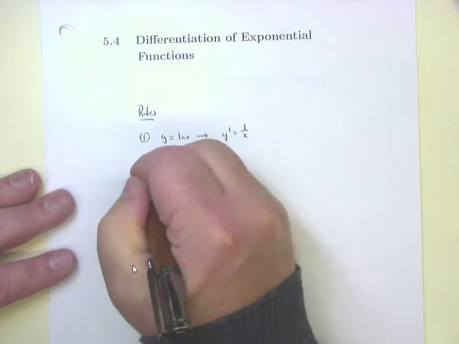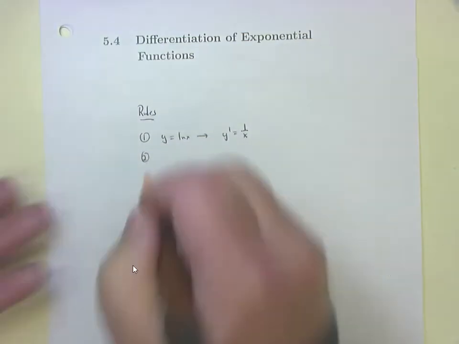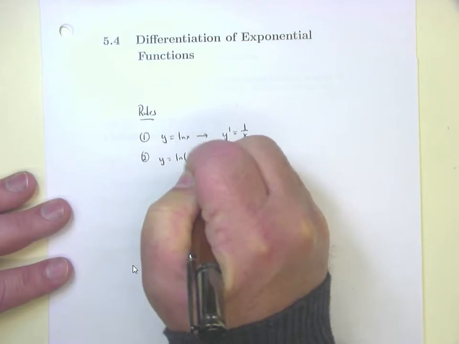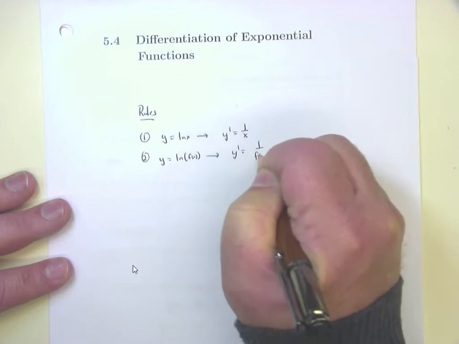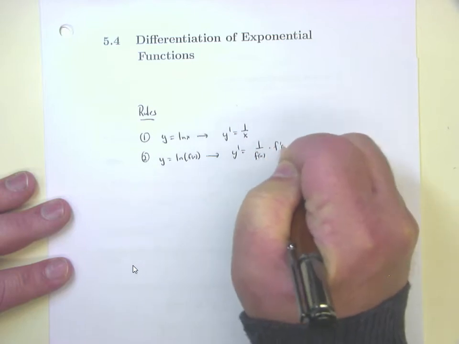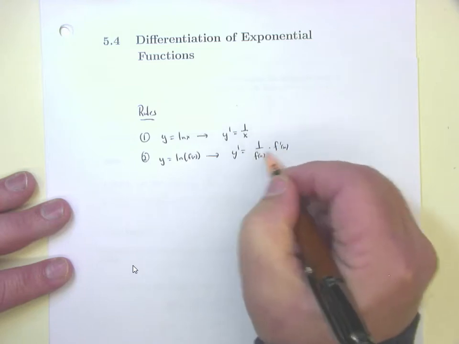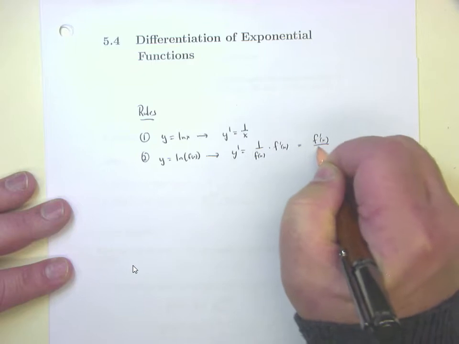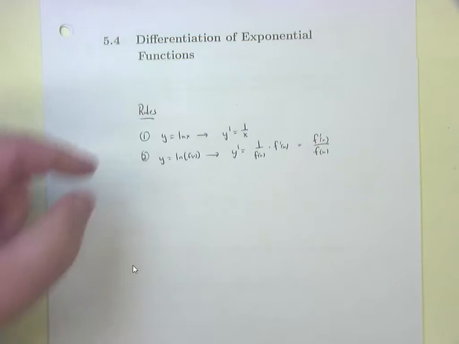And number 2, you've got the chain rule version of the logarithm. If y equals the natural log of a function, then y prime is equal to 1 over the function times the derivative of the function. You can clean that up, but this is the way I want you to memorize it: 1 over the function times the derivative of the function, which ends up becoming the derivative over the actual function when you clean it up. But these are your two logarithm rules.